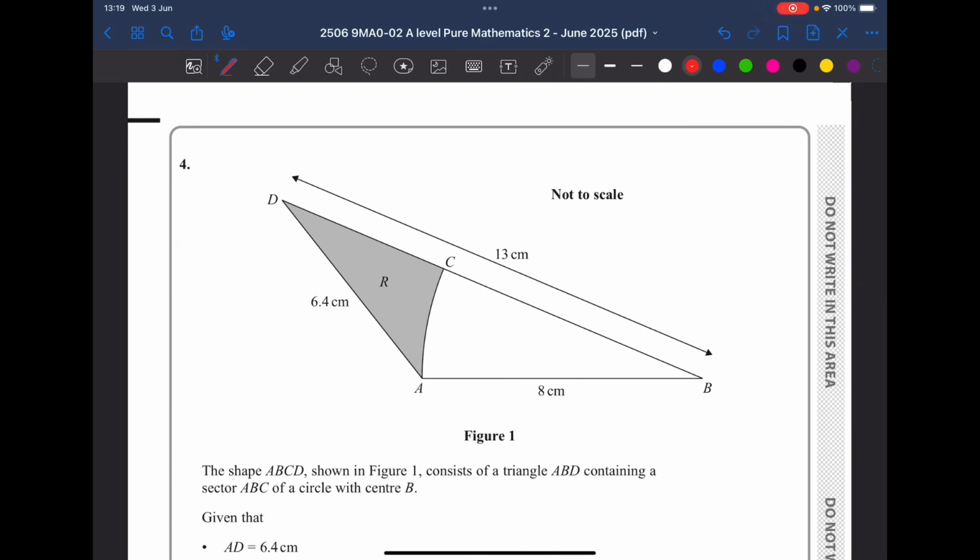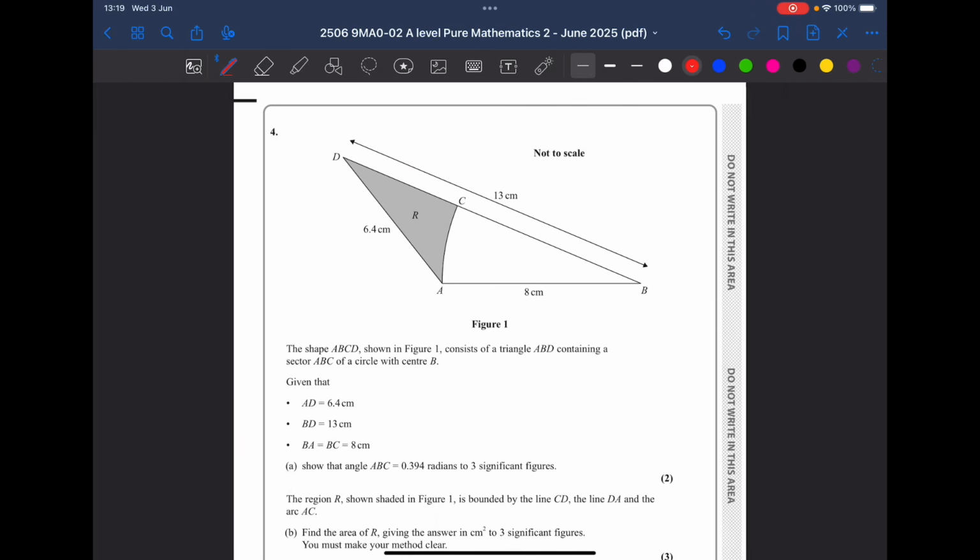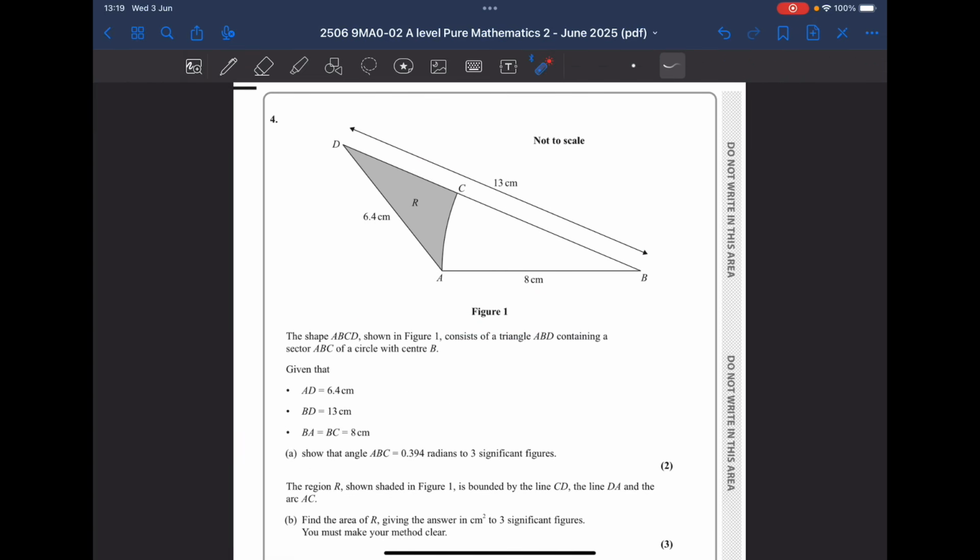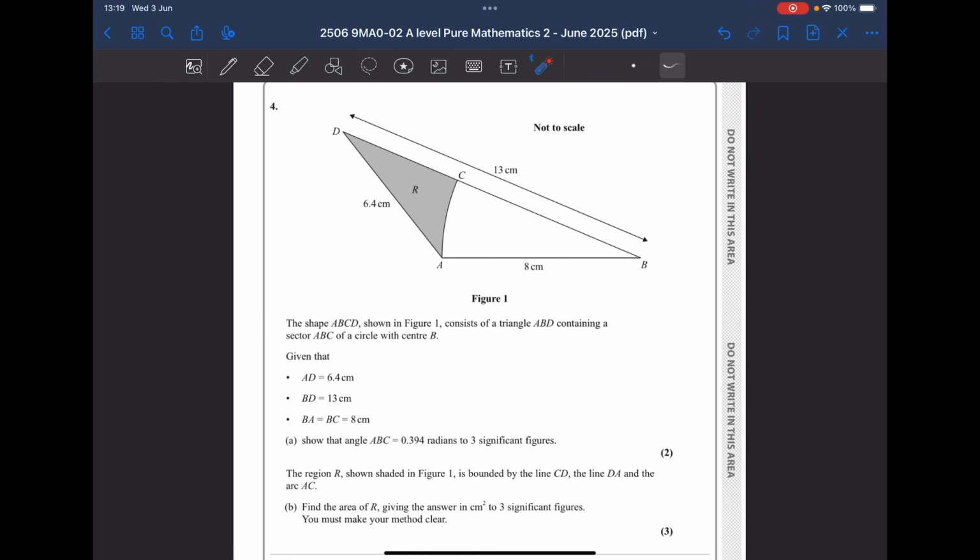Number 4 is somewhere. There it is. So we've got this shape, a big triangle, which is a triangle and a sector. We've got some numbers that are on the graph already. This is also 8. Show that this angle is 0.394 radians. So ABC.